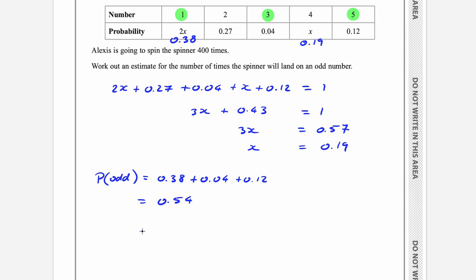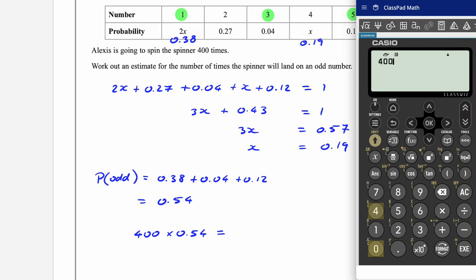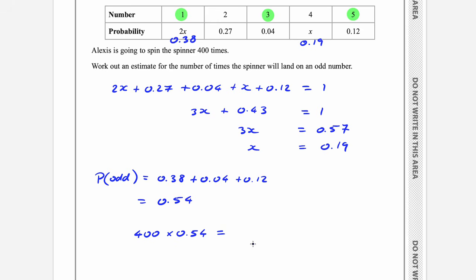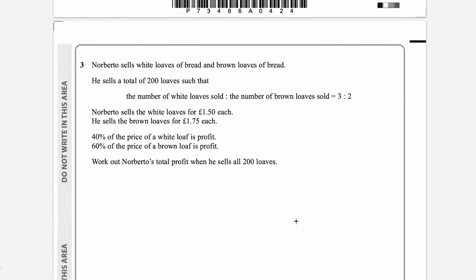And then I do 400 times 0.54 because it's going to land on an odd number this proportion of the time, or 54% of the time if you like. This times 400, I will, guys, use a calculator for this. That is 400 times 0.54, which is 216. So that's 216 times. Okay, that is 2.